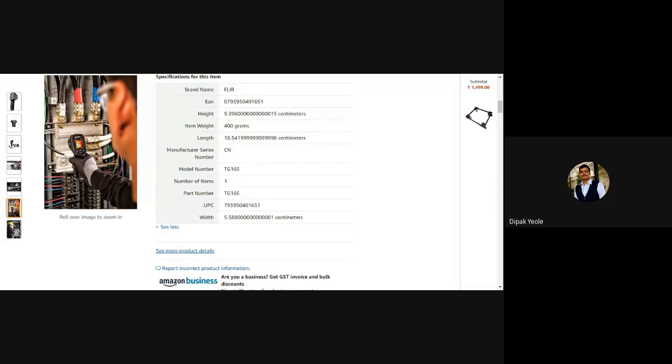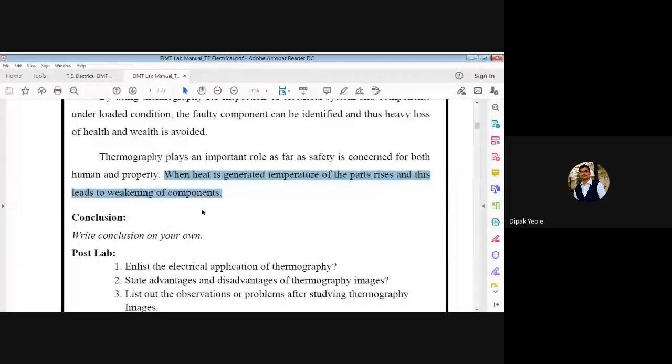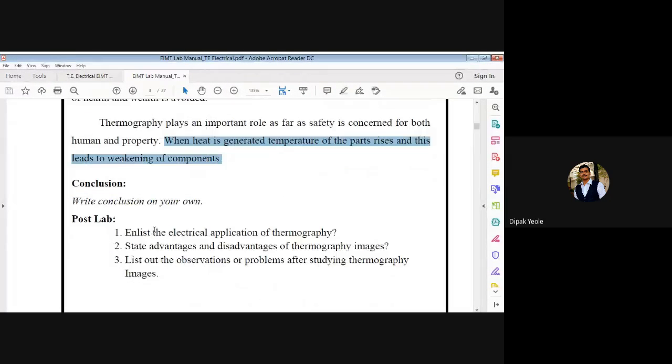Yes. So this is all about this experiment, and there is one last point remaining, that is the post-lab question. So let me share my screen, and we will conclude today's session. Yes. So we have to write our conclusion. We have to do the analysis which we have seen in the images. So that we have to write here, and the post-lab question is to enlist the electrical applications of thermography. So obviously for capturing the heat, we are using this thermography image.